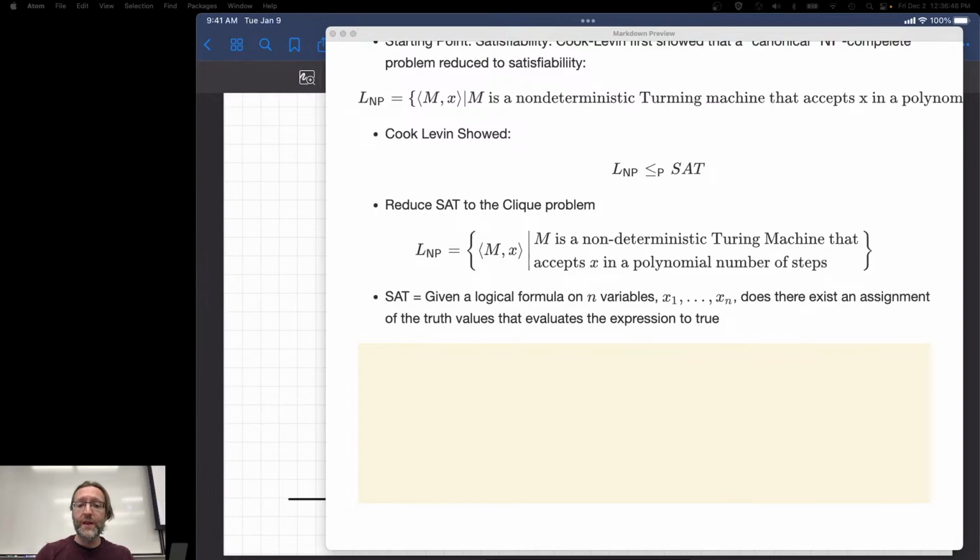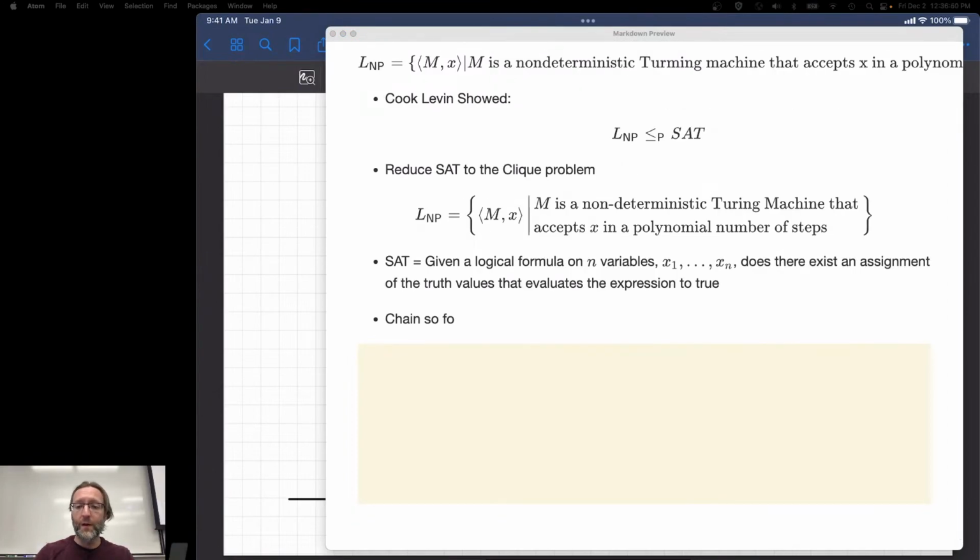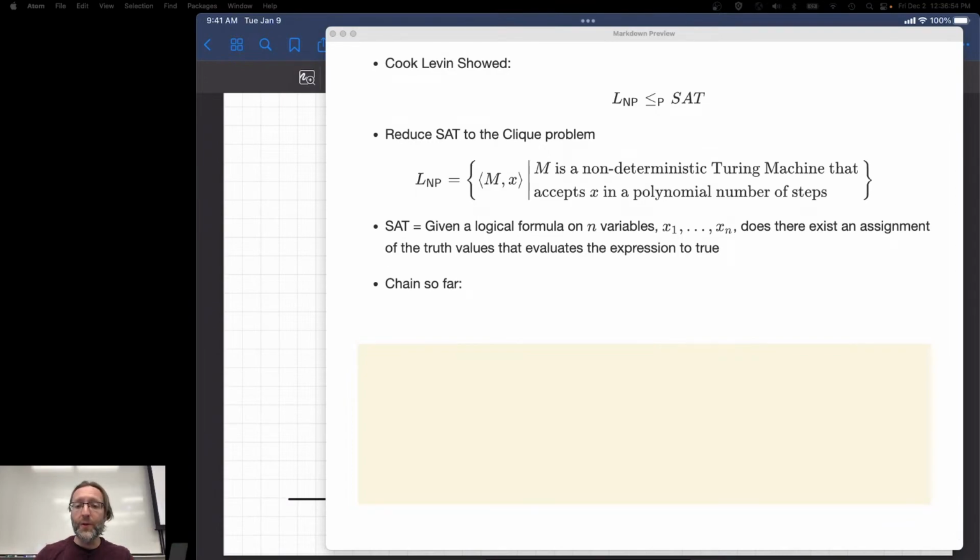So here's the chain so far, right? You've got this canonically complete problem, which reduces to SAT, so less than or equal to in polynomial time, to SAT.